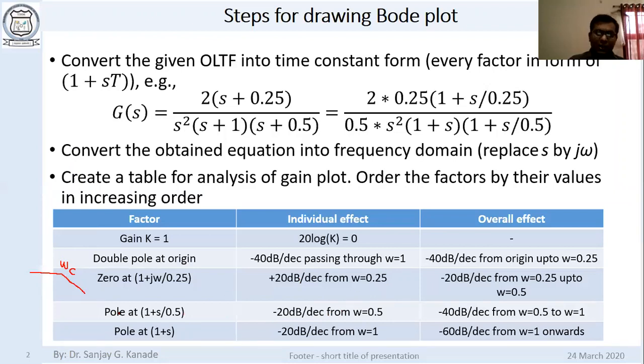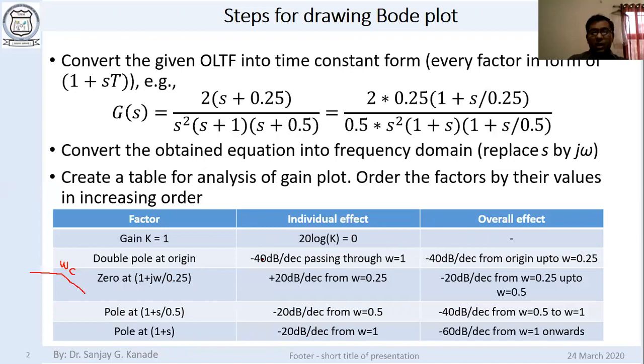So that's what we are writing here. Okay, finally there is a pole at 1 plus s, so it again will contribute minus 20 dB per decade from omega equal to 1. Okay, now the overall effect of all these things, how to find out the overall effect now? What is the overall effect in this case? So since gain K is causing 0, the gain is 0, no effect, it will cause no effect.